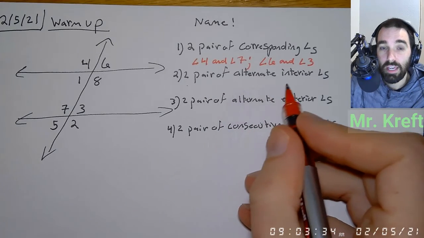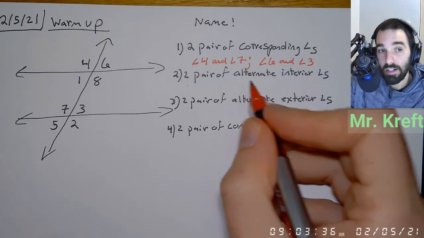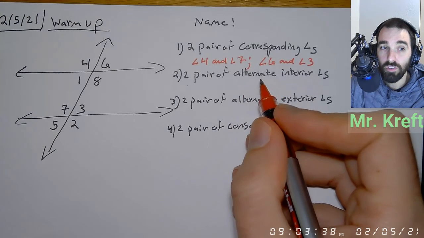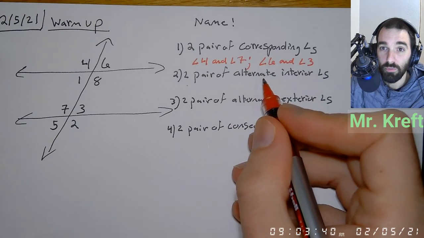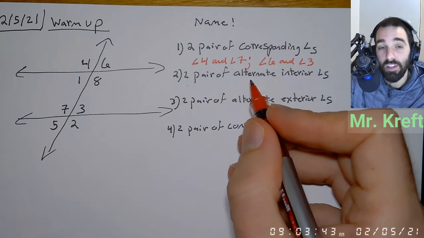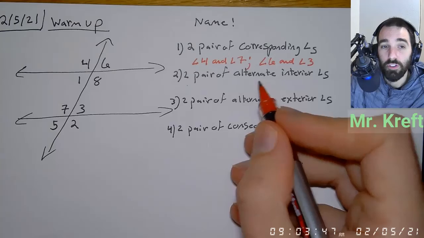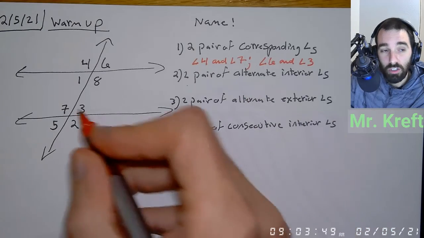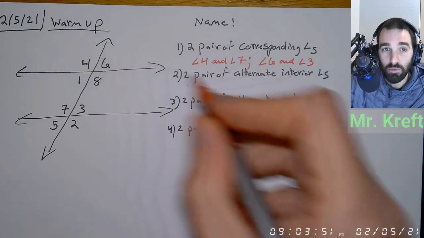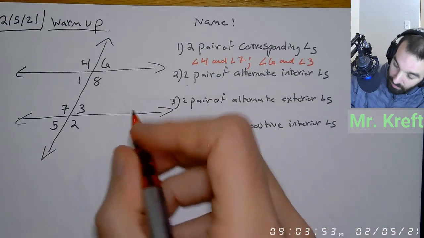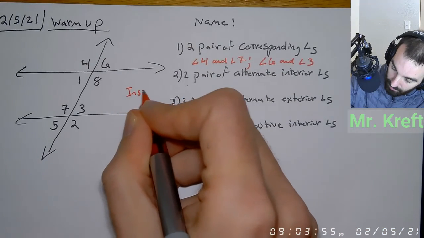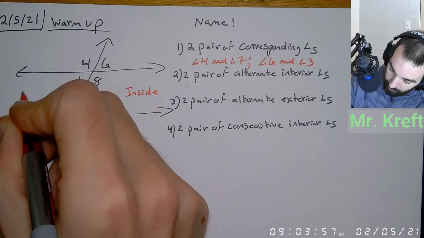Now let's take a look at alternate interior. We talked about alternate last class. Alternate means to switch sides of the transversal. If you don't have that from your notes last time, you want to add that in. Alternate means to switch sides of the transversal. Alternate means switch. So we're going to switch sides of this transversal. Interior means inside, so this is the inside.